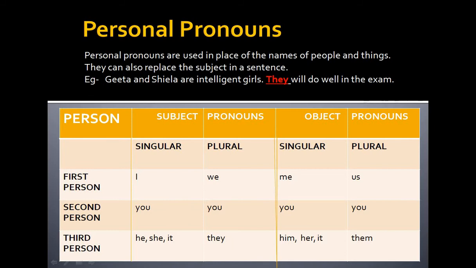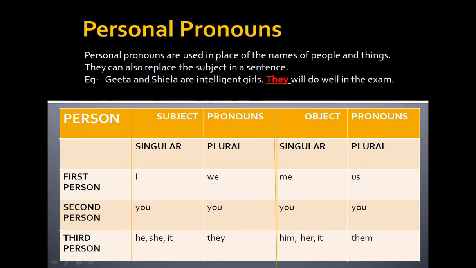Now, I is the first person singular subject pronoun, and its plural is we. You is the second person singular subject pronoun, and its plural is again you. He, she, it are third person singular subject pronouns, and their plural is they.